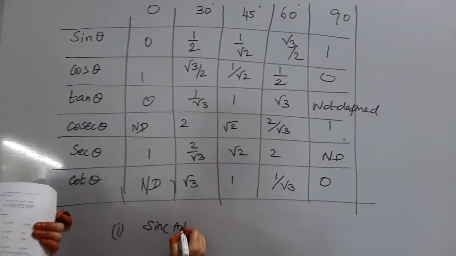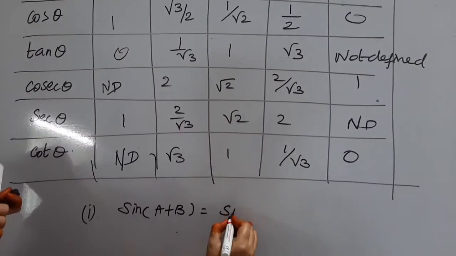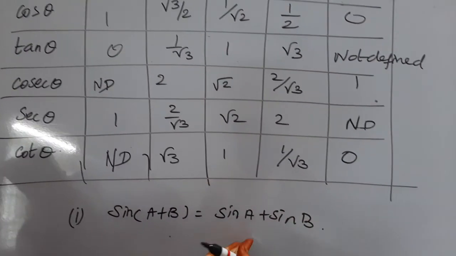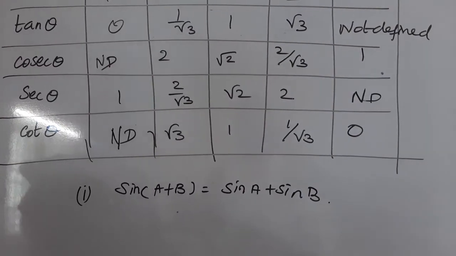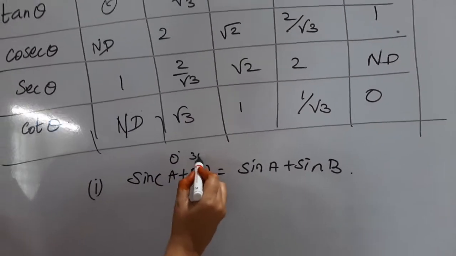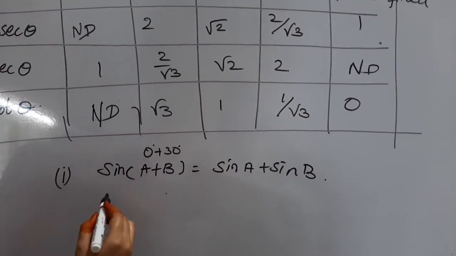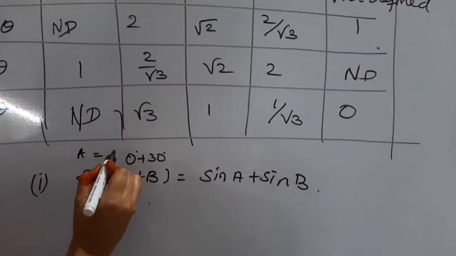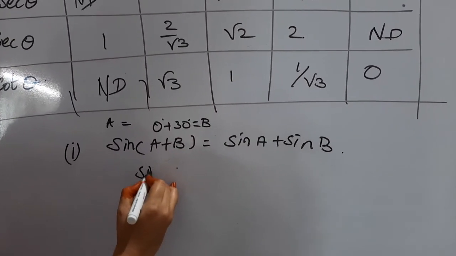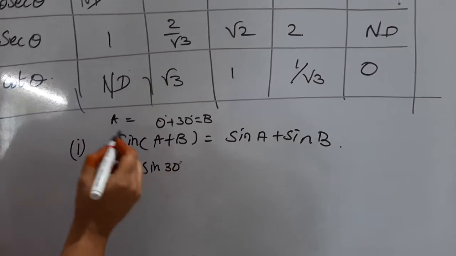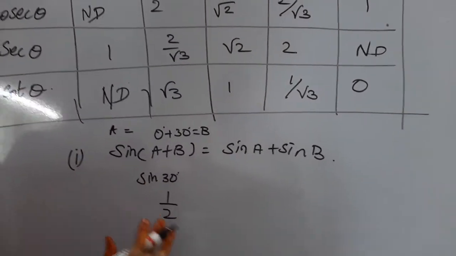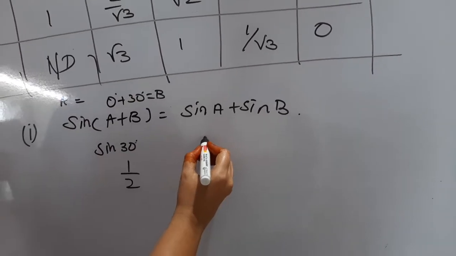Sin A plus B is equal to sin A plus sin B. We need to check and say whether this statement is true or false. First, let me take the values 0 and 30. When A is equal to 0 and B is equal to 30, 0 plus 30 becomes sin 30. What is the value of sin 30 in your table? That is 1 by 2. Let us have that.